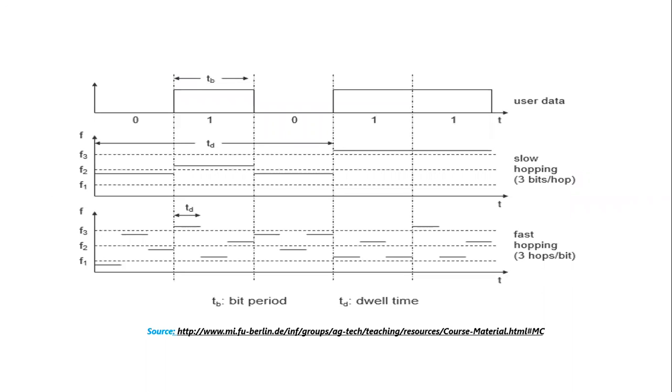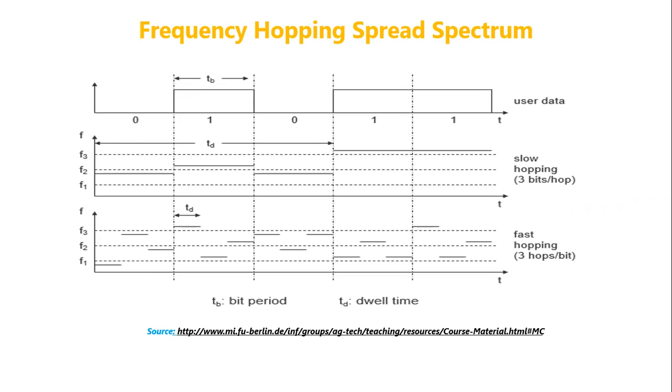So this diagram explains how slow hopping and fast hopping work. When you want to transmit one bit, slow hopping will not change its frequency until three user bits are transmitted. Whereas fast hopping will change its frequency within one user bit transmission itself, it will change three times. As it is frequently changing the frequency, it is less prone to error, but it is a bit complex to implement.